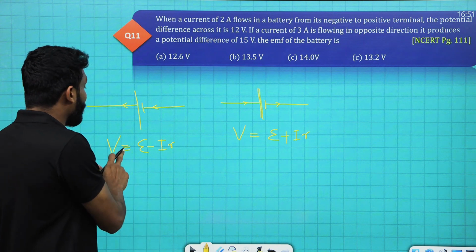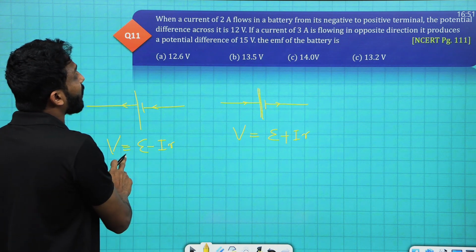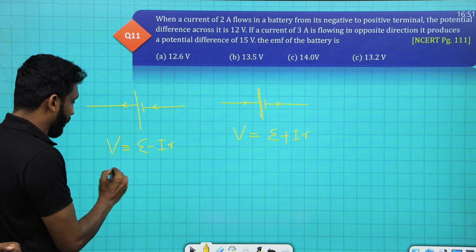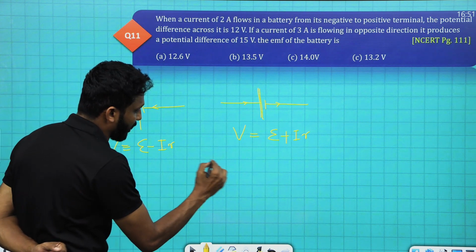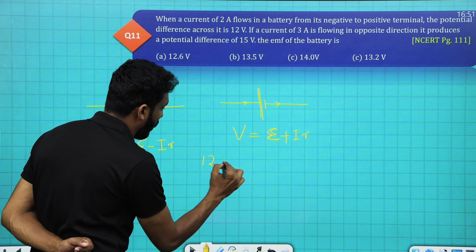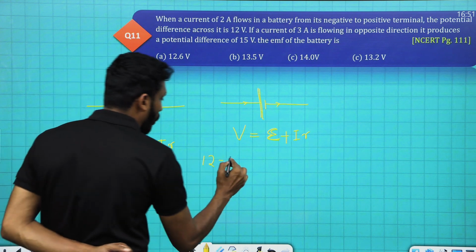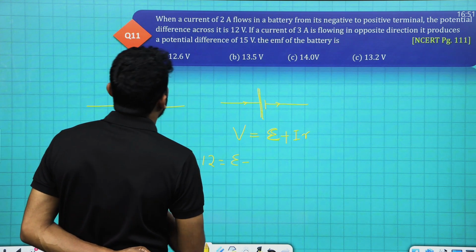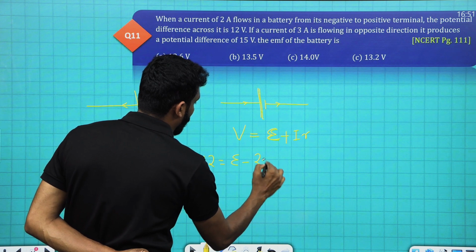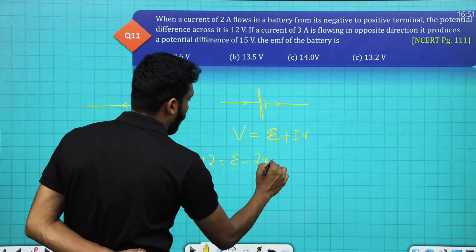Now, in this case, current is 2 ampere and potential difference is 12 volt. Here, the first equation is 12 equals E minus 2R. Equation number 1.